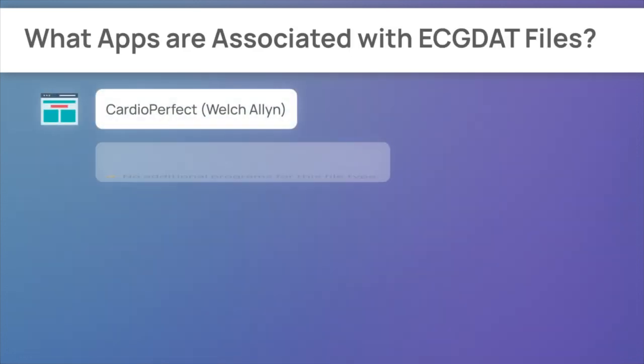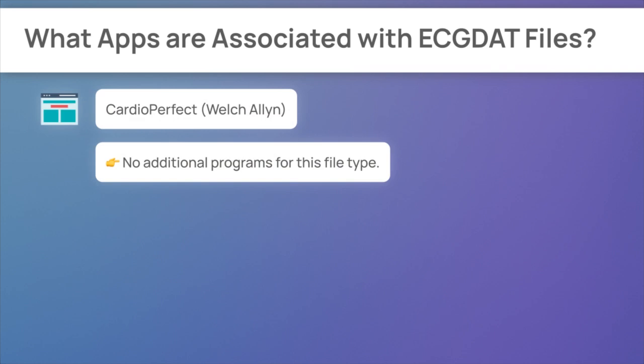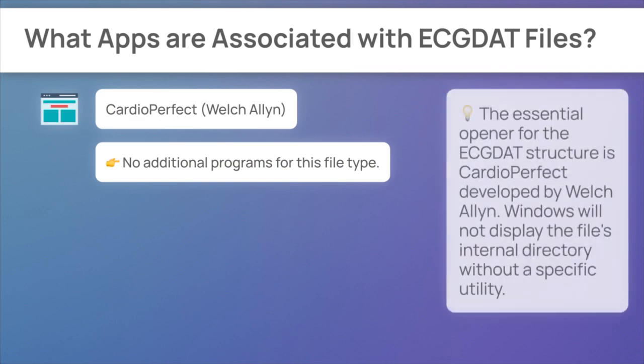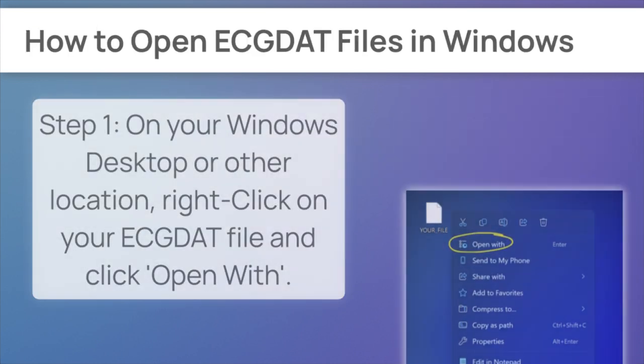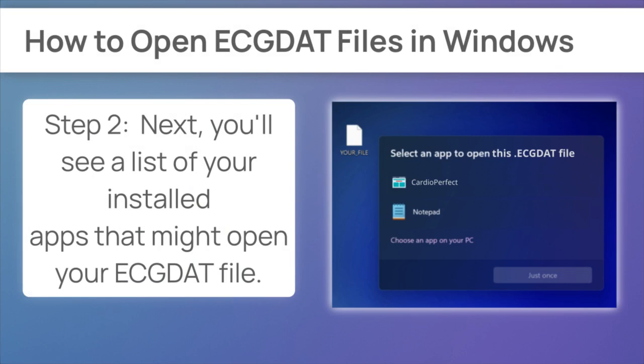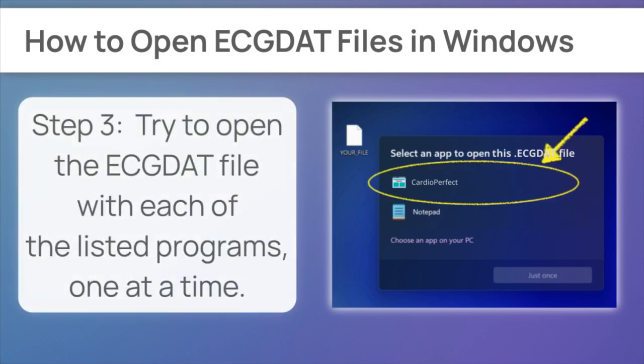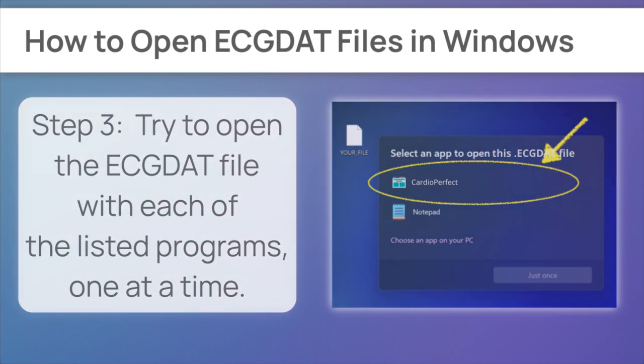For viewing and interaction, ECGDAT is most commonly opened via CardioPerfect from Welch Allyn. Windows will not display the file's internal directory without a specific utility. Windows does not parse structured data formats, so the original application is needed for full visibility. To open this specific ECGDAT file, right-click your file and select Open With. If CardioPerfect is available, use that first. If it's missing, choose another program. Don't worry if it takes a few tries.